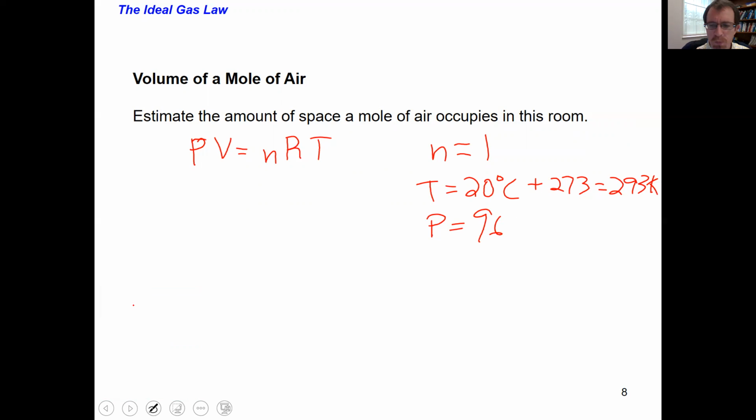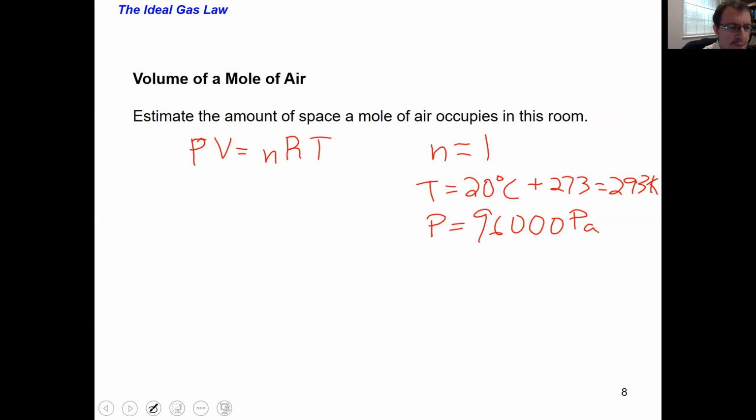That pressure is specific to this area of Radford, where I happen to be. You might say, well, why am I not using sea level pressure? You could use the atmospheric pressure. The standard pressure that you see in textbooks is 1.013 times 10 to the 5th pascals. You can do that, but I'm just making it a little more specific to where I actually am. The pressure here is about 96,000 pascals.